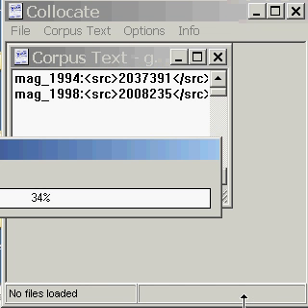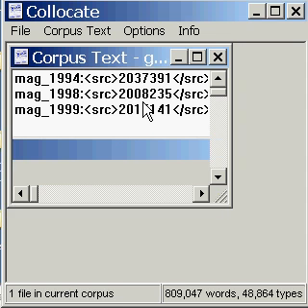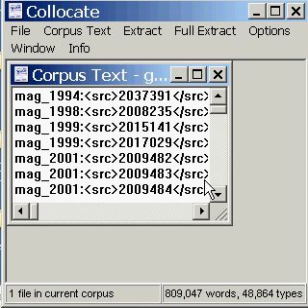and this window here just shows you the beginning of the text. You can't see very much, just the source information. And this is one of two versions of the program. This is the free version that's available on my website, and for Collocate essentially 1.0.